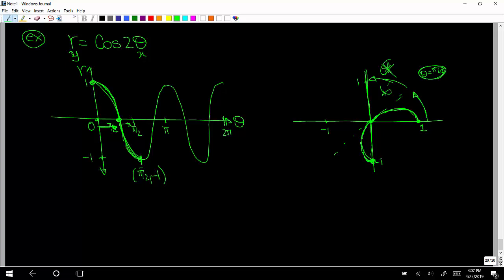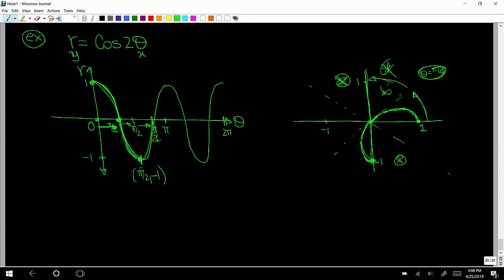Then what happens to the r values? They're still negative between pi over 2 and 3 pi over 4 here. So it's this line. Let me just draw a dotted line here. So now we are here. When you're going from pi over 2 to 3 pi over 4, you're living here, but because the r values are negative, you're going to flip and you're going to be down here.